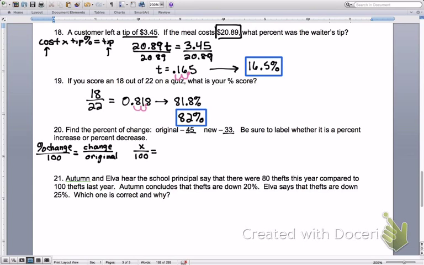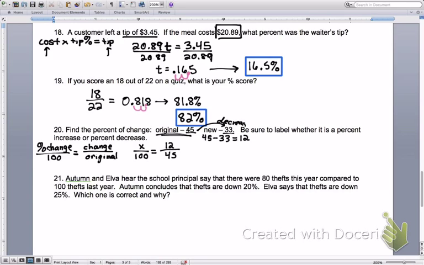Now we need to find the difference. So we have 45 and 33. So to find that number, we need to do 45 subtract 33. So when we do that, we get 12. So our change is 12, and our original is right here, which is 45. Now before we even solve this, we can decide if it's a percent increase or a percent decrease. If it's going from 45 to 33, we know that's automatically a decrease. So we can already know it's a decrease before we even get that percent.